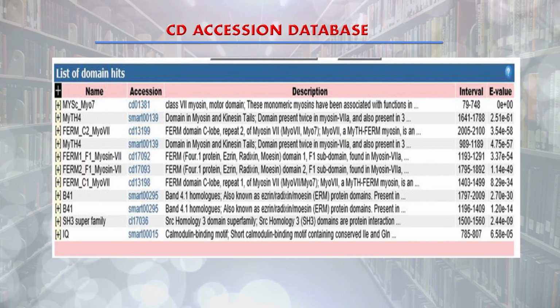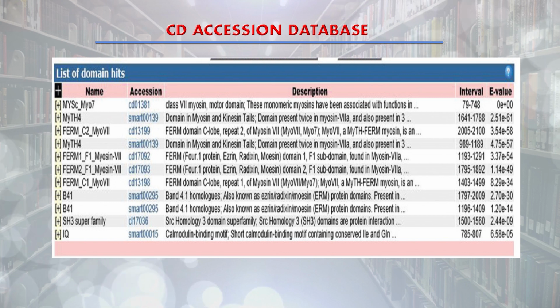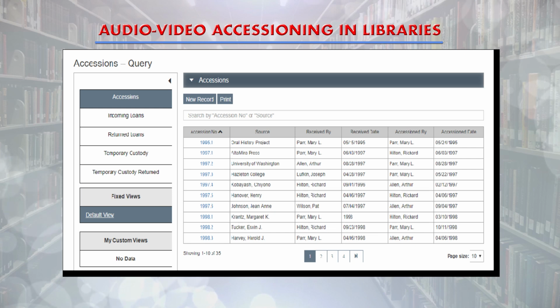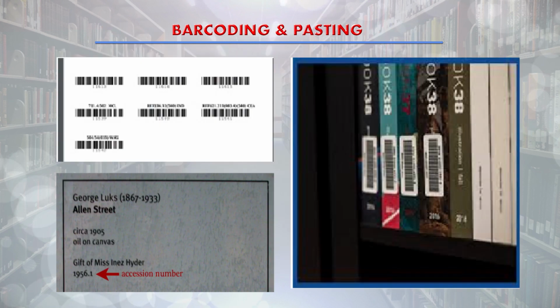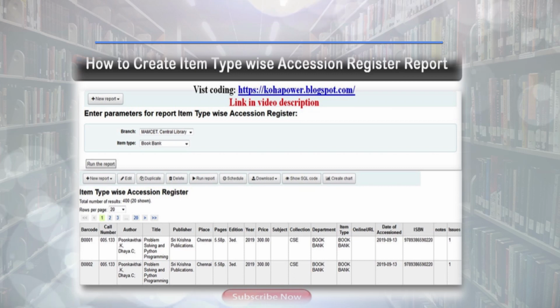This is how CDs are displayed in a separate accession number list, you can see, and this is how audio visual accessioning records are kept in libraries. This is how barcodes are generated and pasted in the books, and this is exactly how we can develop an accession report at the end of the month, just to understand how many books have come and how many books have been arranged in the library.